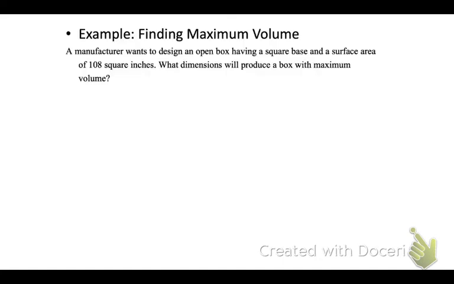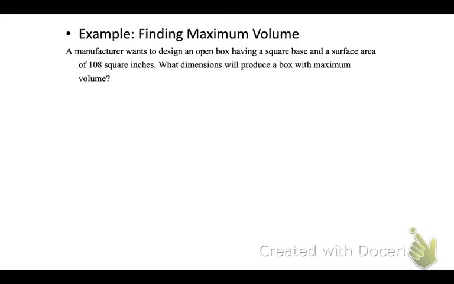So a manufacturer wants to design an open box having a square base and a surface area of 108 square inches. What dimensions will produce a box with the maximum volume? So we have two equations going on in there. What are they? Volume and surface area. Surface area and volume.